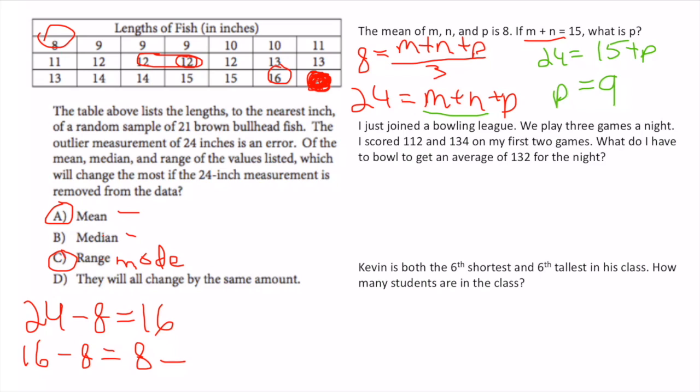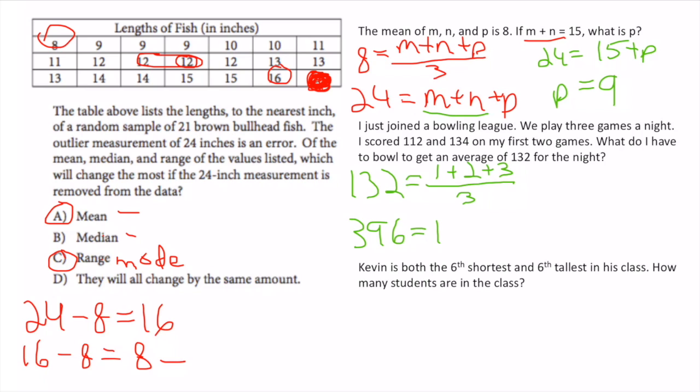Okay, so again, I want my average, or my mean, to be 132. Okay, and this is going to equal game 1 plus game 2 plus game 3, divided by 3. So very, very similar to the previous question. So game 1 plus game 2 plus game 3 has to equal 396.